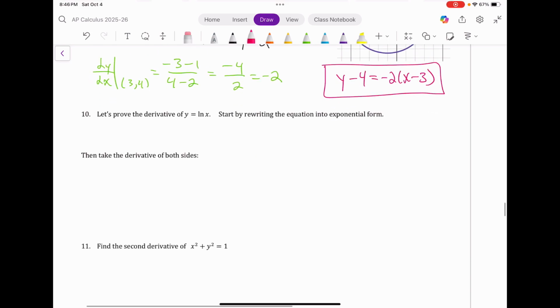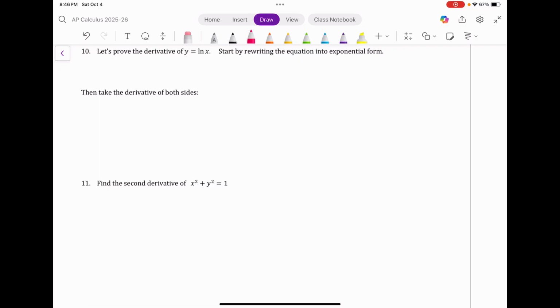Okay. And so on number 10, I want to prove why the derivative of the natural log of x equals 1 over x. And so what we're going to do first is rewrite this equation into exponential form. So the base of natural log is e, right? So e to the y equals x, okay? Okay, so what are we going to do next?